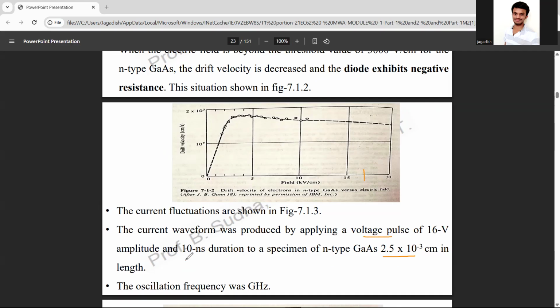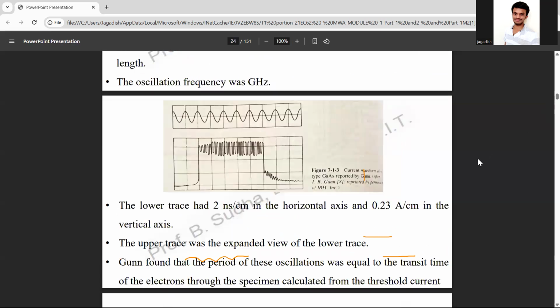Time duration is 10 nanoseconds. And what is the length of the gallium arsenide? 2.5 into 10 to the power of minus 3 centimeter. Microwaves usually operate in gigahertz, so frequency will always be in gigahertz. So you have to show the graph, write the values and plot it. Like this you have to plot the first graph. Next, you have to go with the second graph.